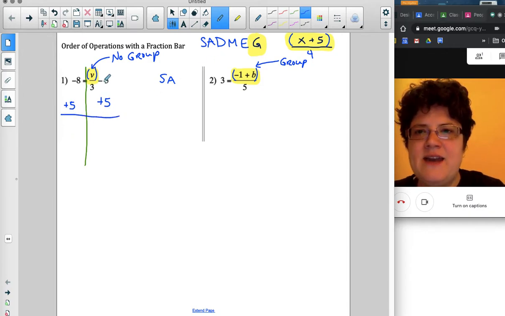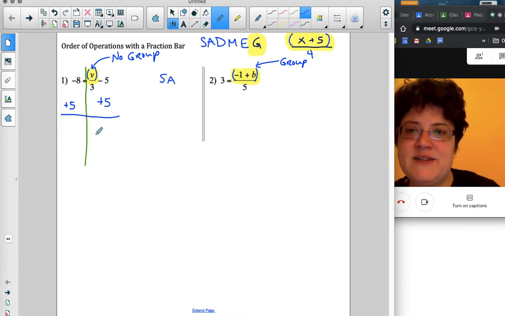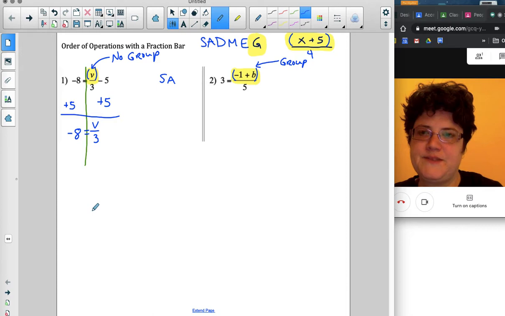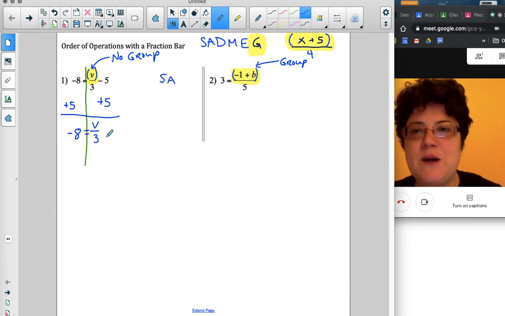So if I add those 5s to both sides, -5 and +5, those cancel out to 0. I am left with v being divided by 3, which is equal to -8 on that side. And now, if I take a look at this problem, I've got v divided by 3 is equal to -8.